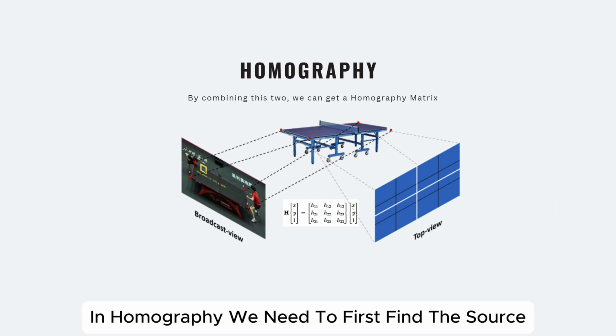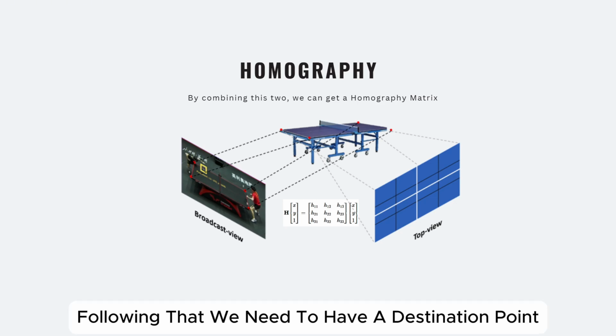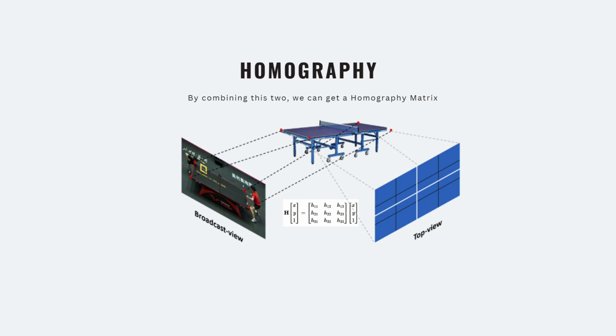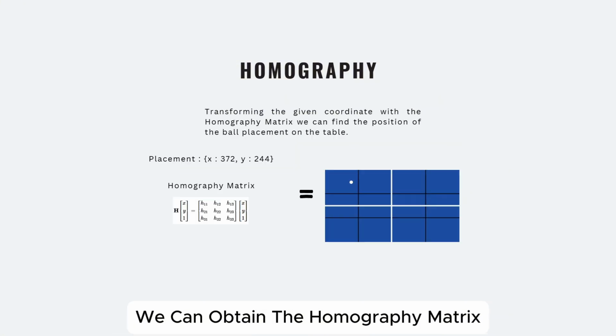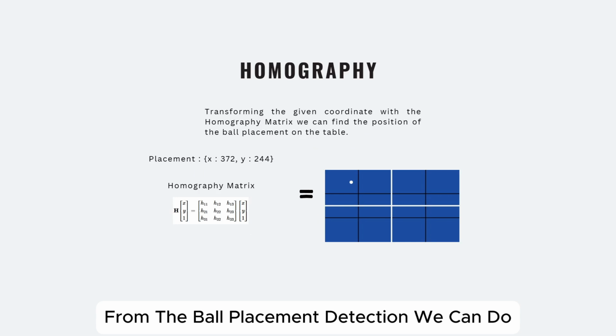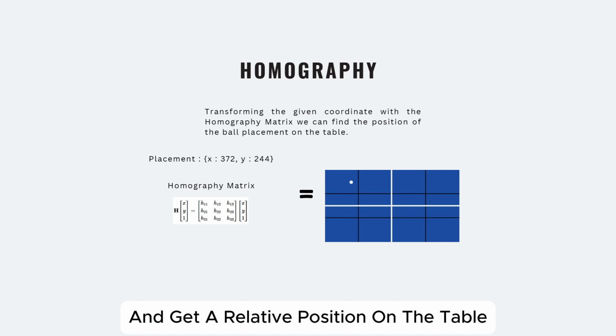In homography, we need to first find the source points that we want to transform from, in this case, the 4 corners of the table. Following that, we need a destination point, which is the perspective that we want to transform into. By using the source and destination points, we can obtain the homography matrix. And given the coordinate from the ball placement detection, we can do a perspective transform on the ball and get a relative position on the table.